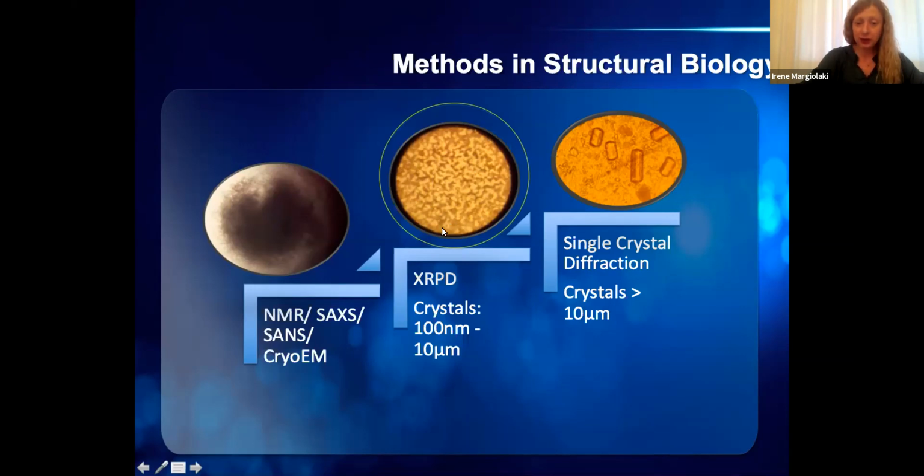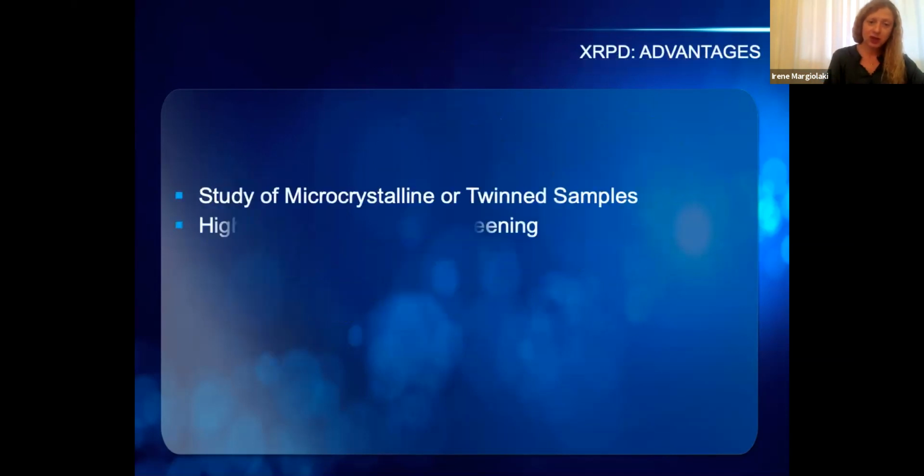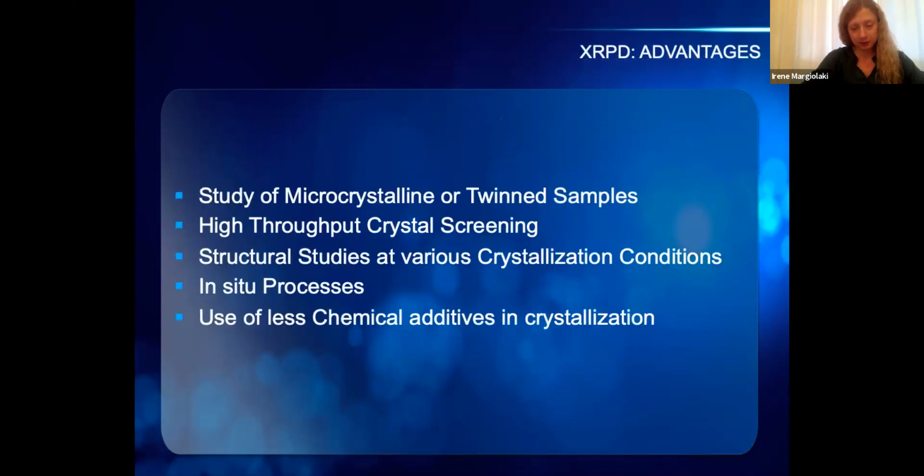initially to study nanocrystalline protein precipitates, which are more often formed even by accident without trying too much. But the method has other advantages. We can also study twinned samples, which is a typical problem in protein crystallography. We can very quickly and very well do high throughput crystal screening in order to optimize crystallization conditions, for example. We study the protein structures at various crystallization conditions.